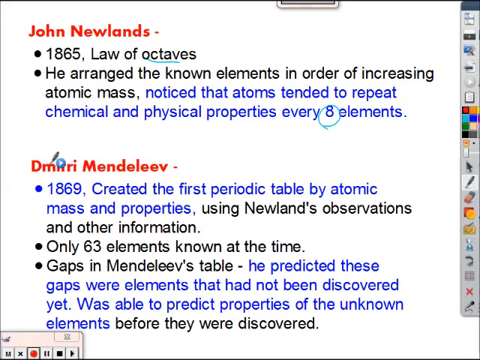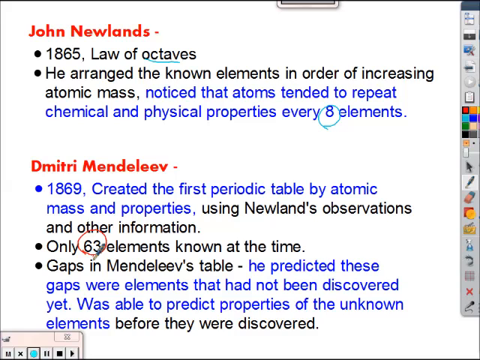Now, next guy, Dmitry Mendeleev, is a Russian scientist. In 1869, he came up with the first periodic table. What he was trying to do was make some cards, putting all the properties, everything they knew about the 63 elements that were known, on some cards. He was a teacher. He wanted to teach his students about the elements. And as he was looking through his cards, he realized there were some things that were alike.